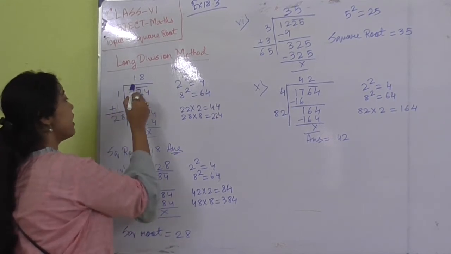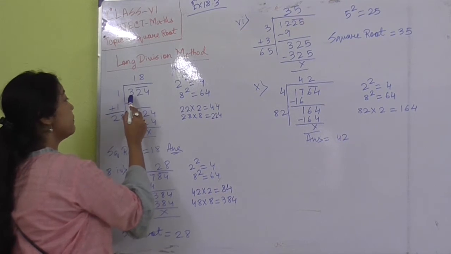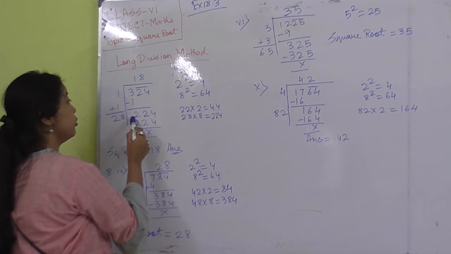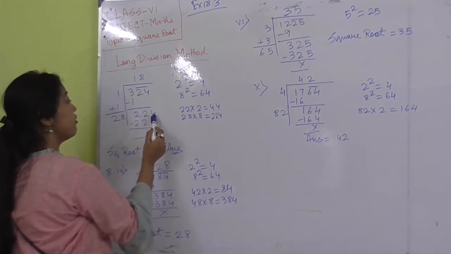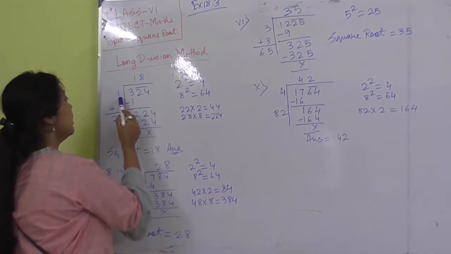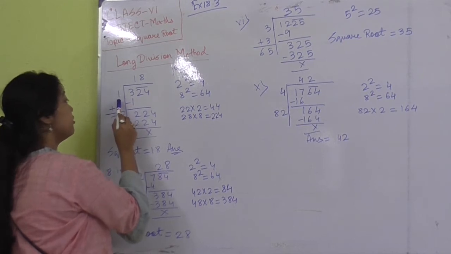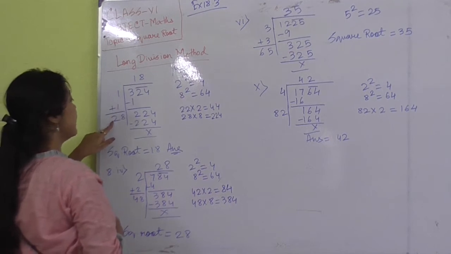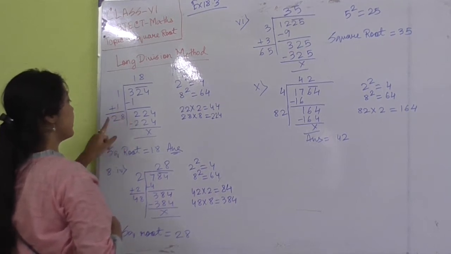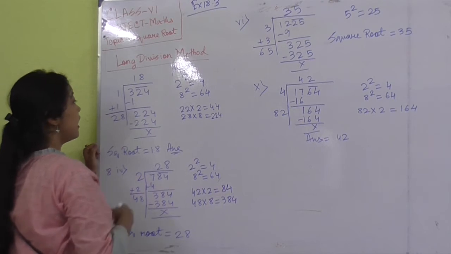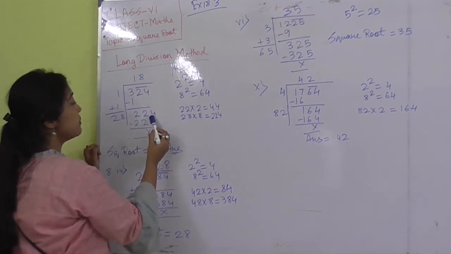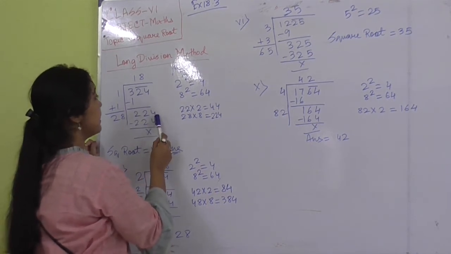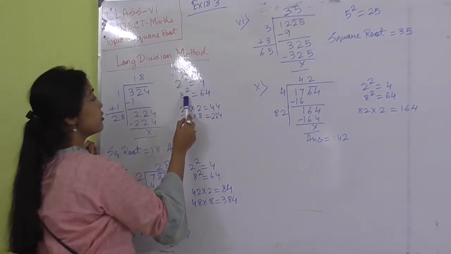So, 1 into 1 is 1, and when we subtract 1 from 3 we get 2. And this 24 we are writing over here. Now, here we are getting 1, so you have to add the same number, that is 1 plus 1, we get 2. Don't consider this 8, we are getting 2, okay. Now, here you can see that in the unit place the number 4 is given.